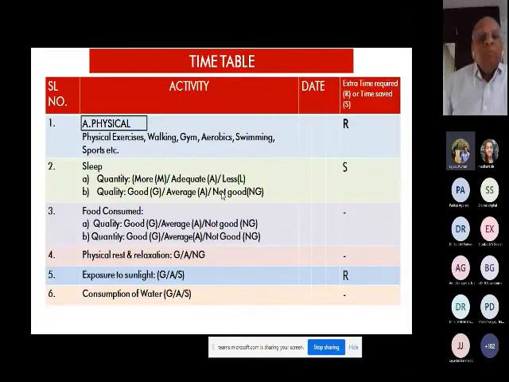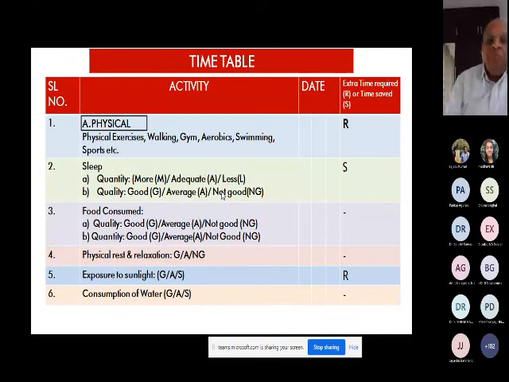So you can see here what I have done, sir. You can see the date. Actually, there must be 7 columns because it is 1 week per sheet. Physical activities you can see here. Suppose you did some physical activities, walking, a little bit of gym, aerobics. On that date, you have to tick it. Did you get enough sleep? Was the sleep very deep sleep? What are the types of food consumed? Suppose you ate a lot of wrong food. Then you have to write not good, NG, under 3A.